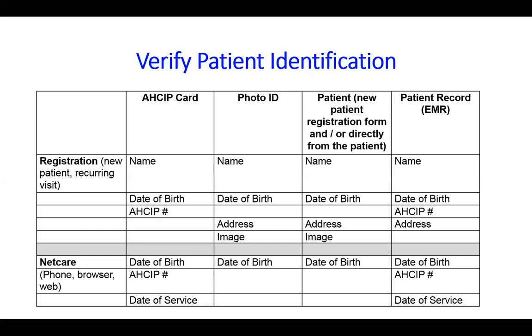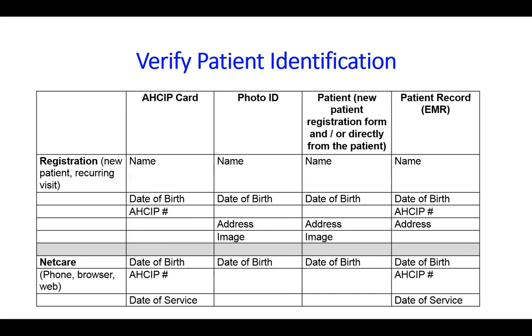So you're going to take a look at all of these sources of information to verify the identity of the patient. You're going to ensure that the name matches in all of those 4 data sets. Now, this is not an easy process. There's always alias names, married names, divorce names, abbreviations.